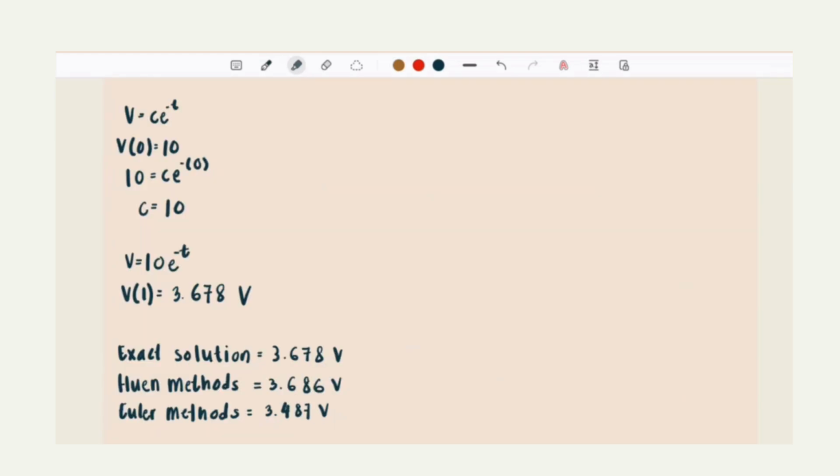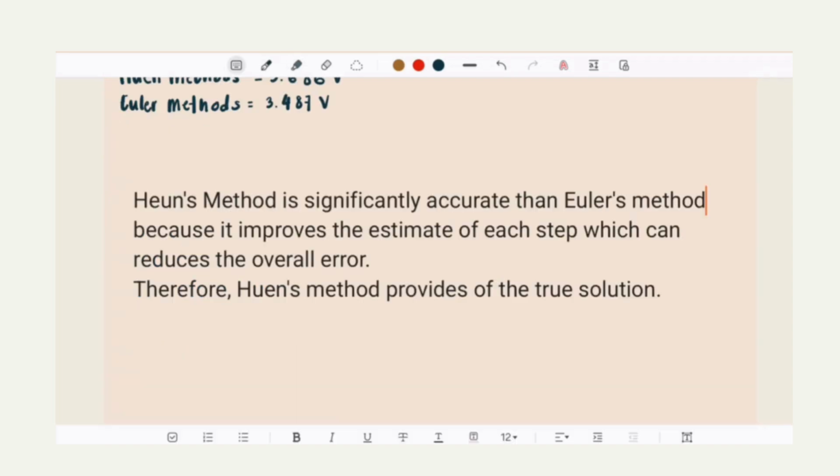This result is very close to the exact value, 3.678, showing that Heun's method is significantly more accurate than Euler's method. To conclude, Heun's method is significantly more accurate than Euler's method because it improves the estimate of each step, which can reduce the overall error. Therefore, Heun's method provides a result close to the true solution.